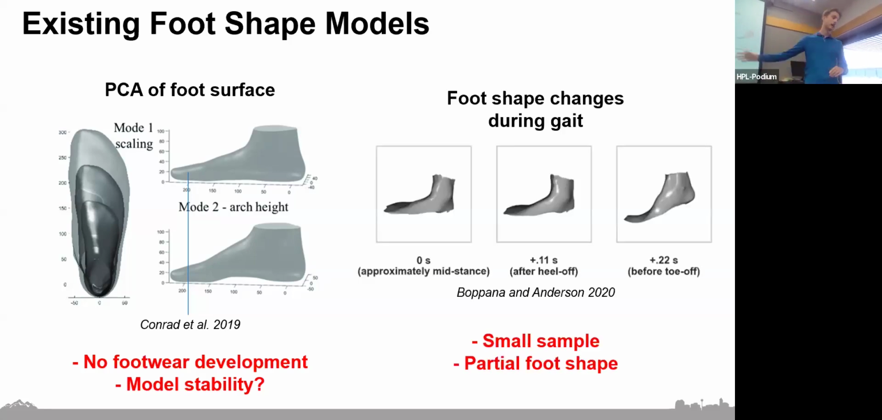And then Bopana and Anderson had a system that they called 4D scanning, which is really cool as well. They continually scanned the foot during barefoot treadmill walking to see how the foot deforms or changes shape during the gait cycle.